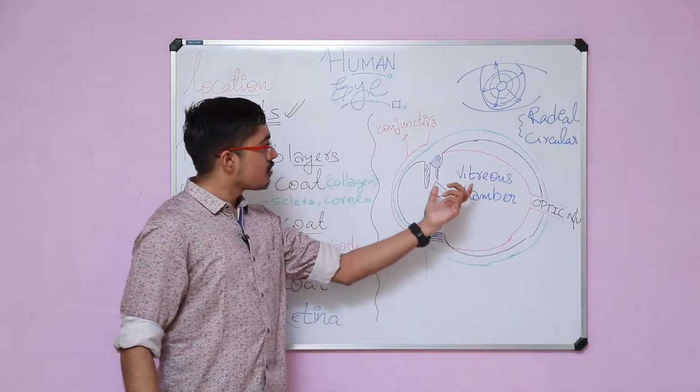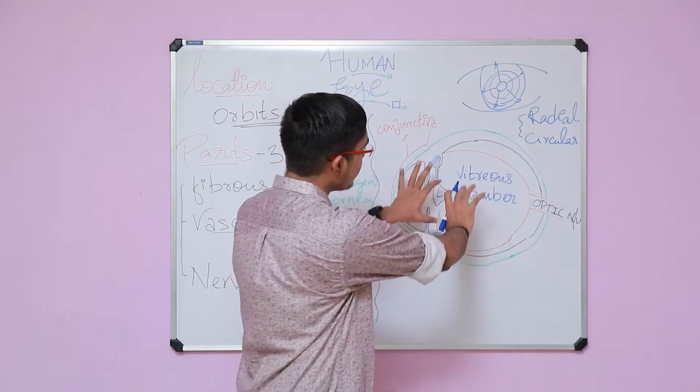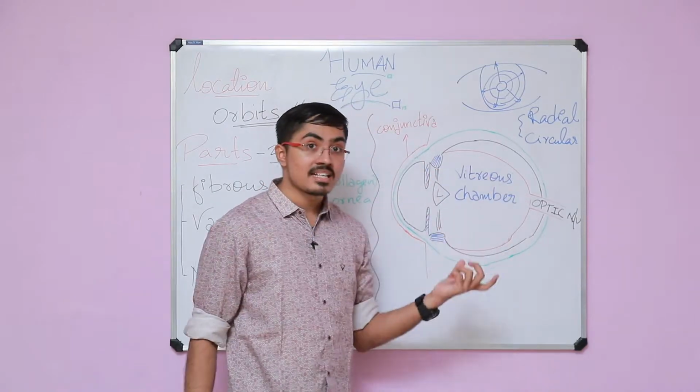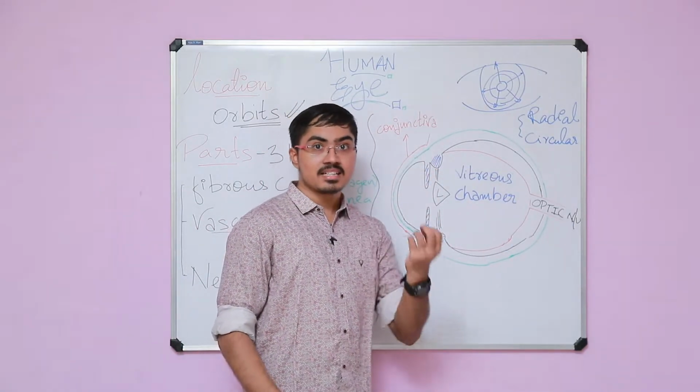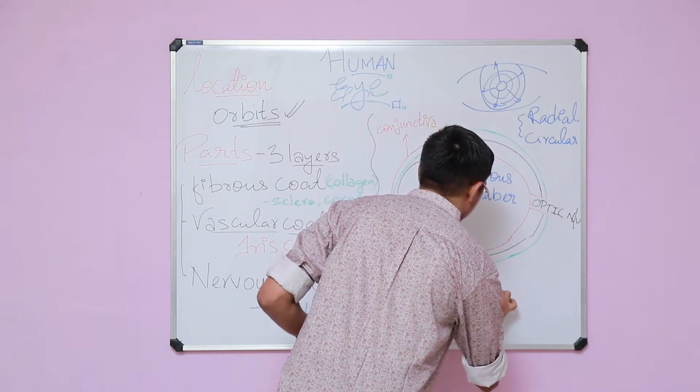Right, it is called the vitreous chamber. Now why is it called the vitreous chamber? Because you have something inside this. There is a transparent jelly-like substance over here that is called the vitreous humor.